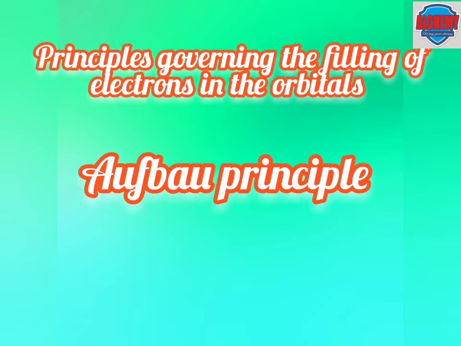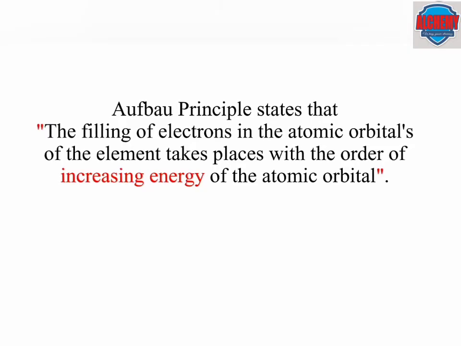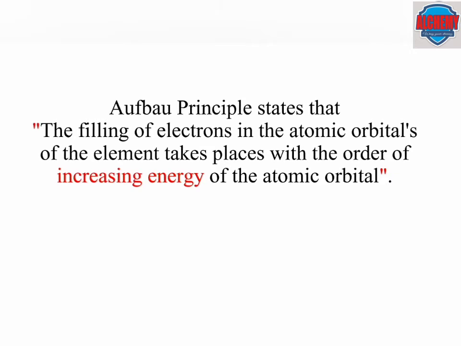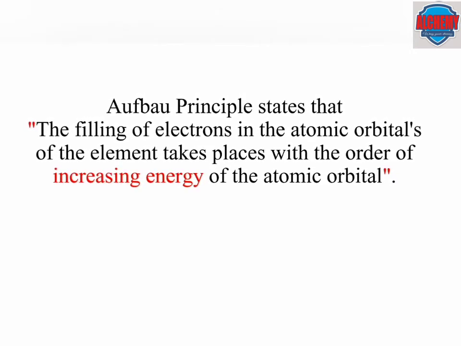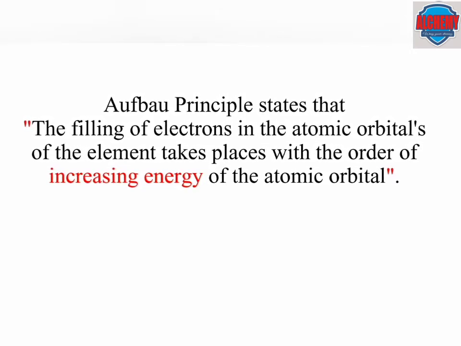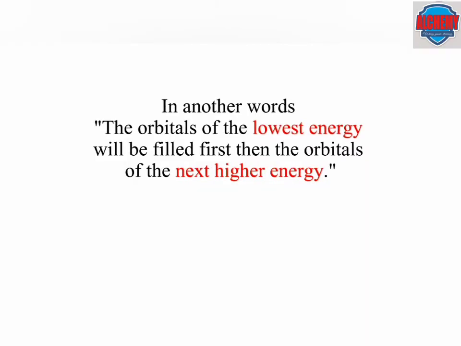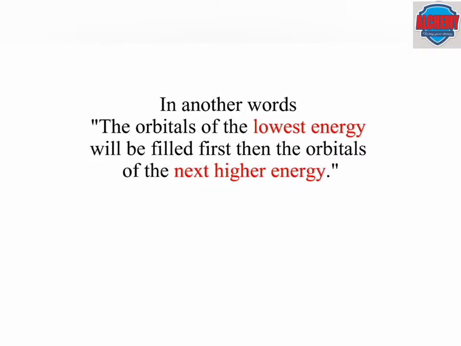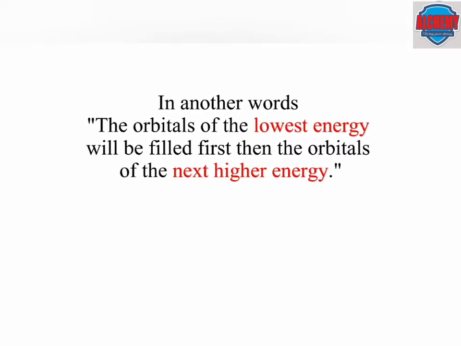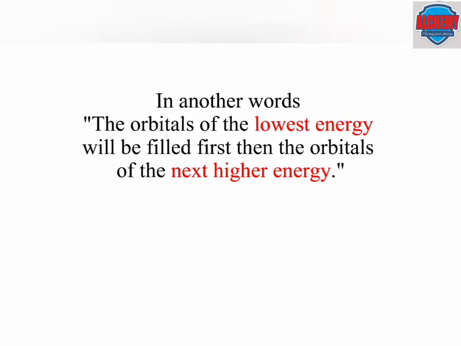Now we will discuss the principles governing the filling of electrons in the orbitals. First we will discuss the Aufbau principle. The Aufbau Principle states that the filling of electrons in the atomic orbitals of the elements takes place in the order of increasing energy of the atomic orbital. In other words, the orbitals of the lowest energy will be filled first and then the orbitals of next higher energy.